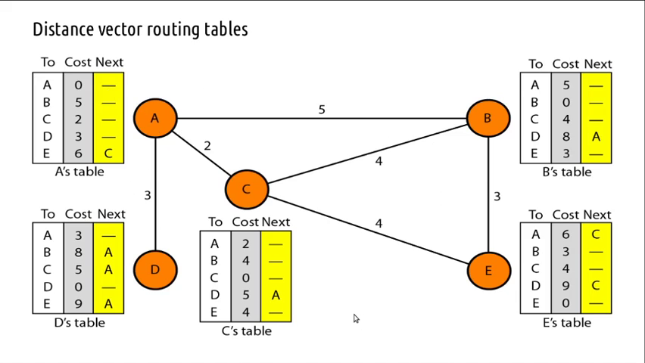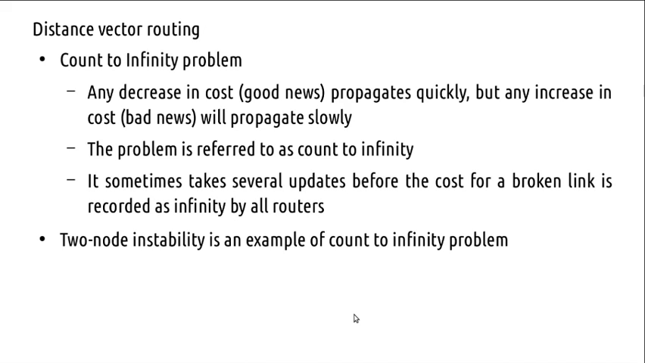The problem with distance vector routing is this: any decrease in cost will propagate fast, but if some links fail, that means it's an infinite path and you won't be able to reach that router. That will propagate only slowly. This is what we call the count to infinity problem. We'll just illustrate what the count to infinity problem is with an example, a case called two-node instability.